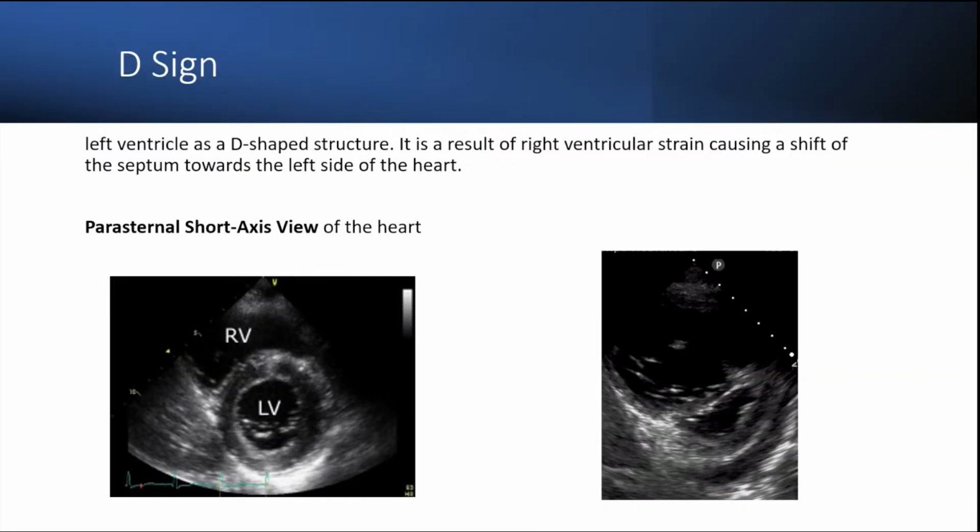Next is the D sign. It's a sign of significant right heart strain. Basically, it means that on the parasternal short axis view, the left ventricle becomes a D-shaped structure. It's a result of right ventricular strain causing a shift of the septum towards the left side of the heart. So we can see this under the parasternal short axis view of the heart.